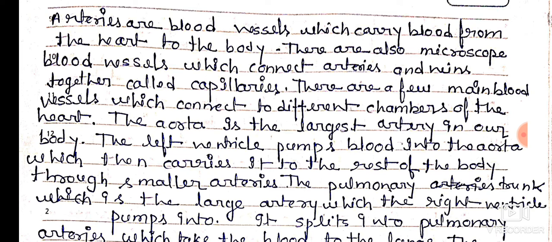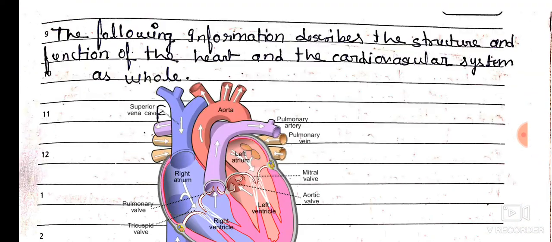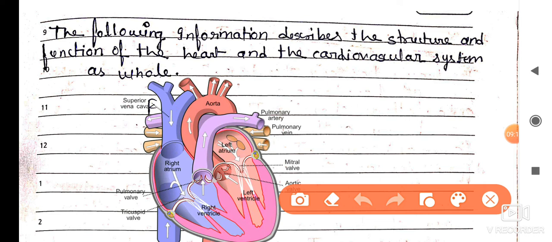The aorta is the largest artery in our body. आपने इमेज देखा होगा, ये आर्टरी है, aorta यहाँ पे इमेज है. The largest artery in our body, this is the aorta. ये right ventricle, left ventricle, right atrium, left atrium, means there are four chambers in the heart.